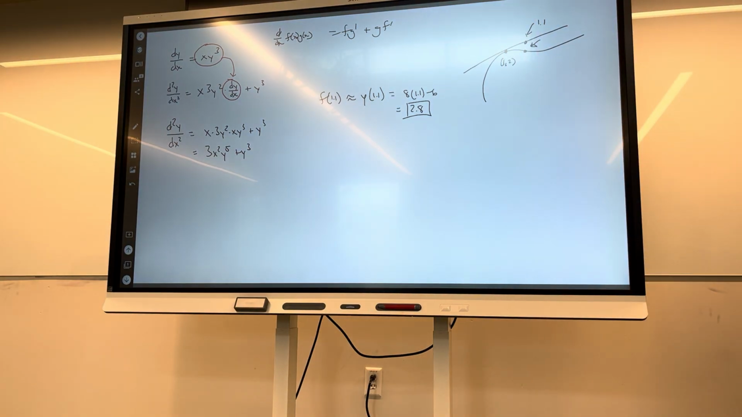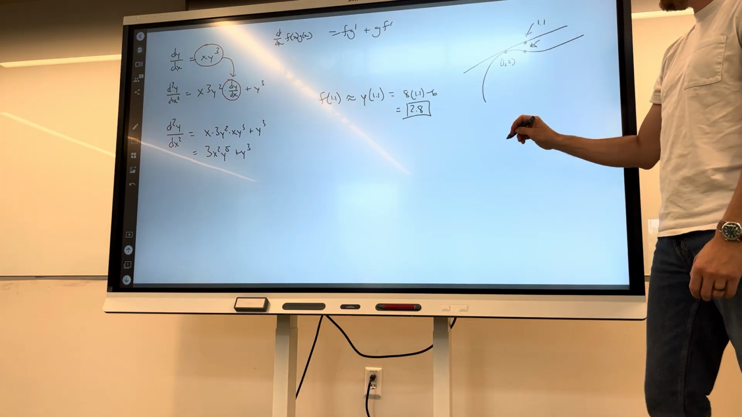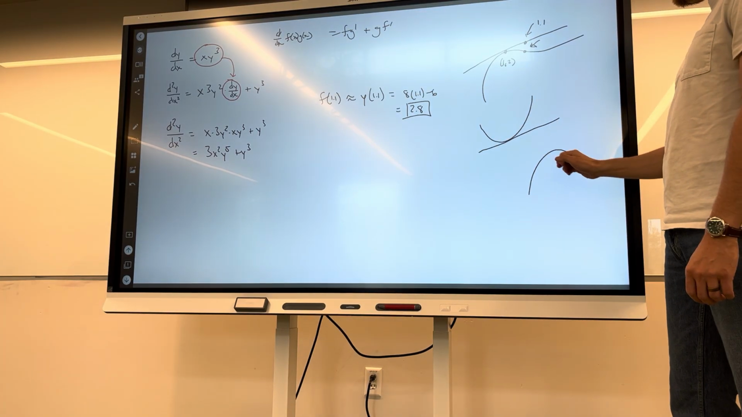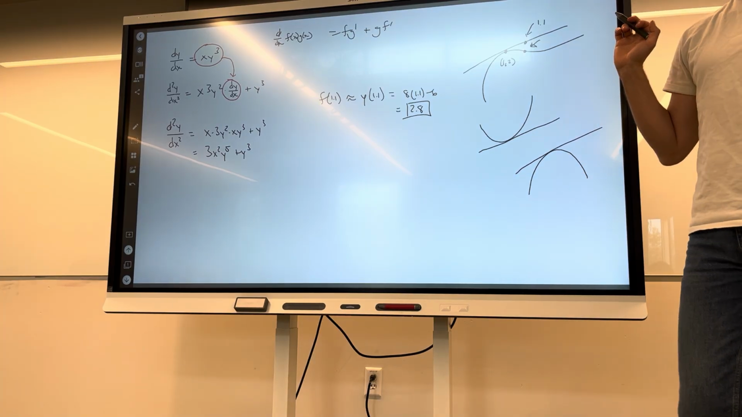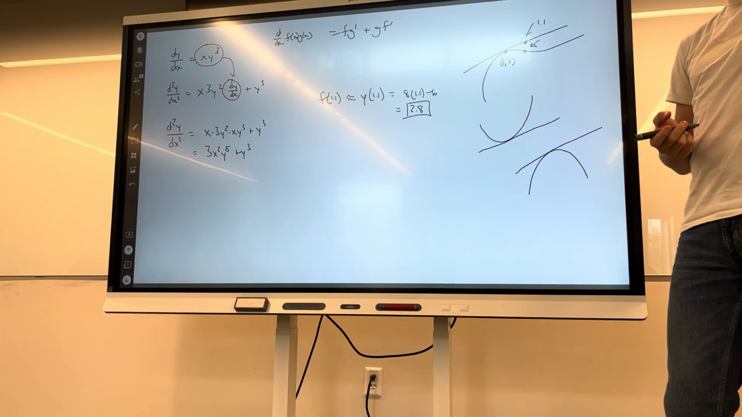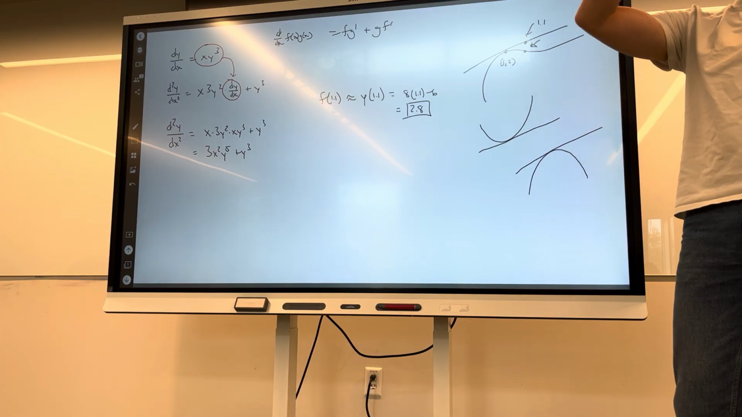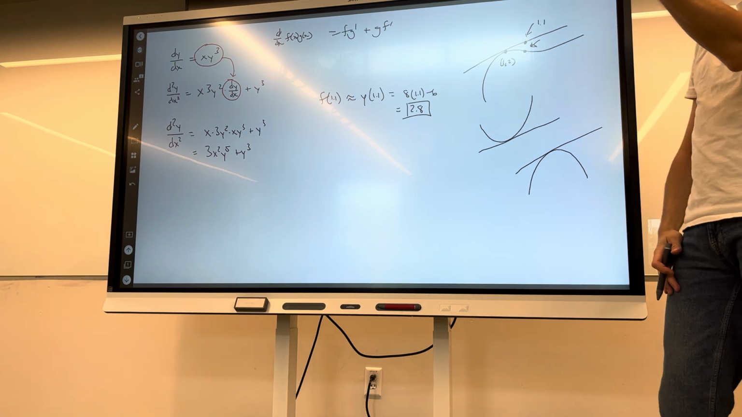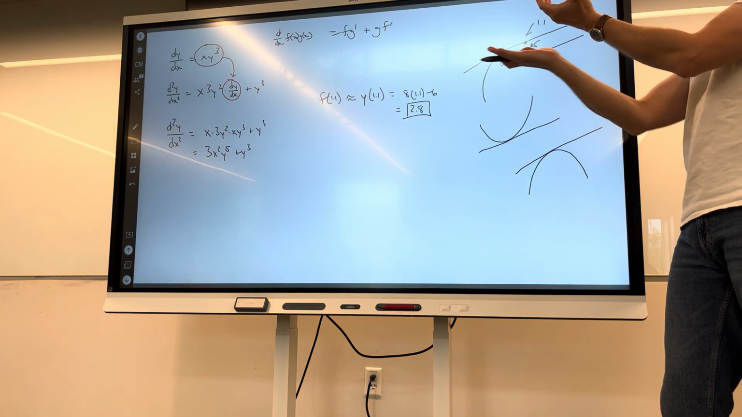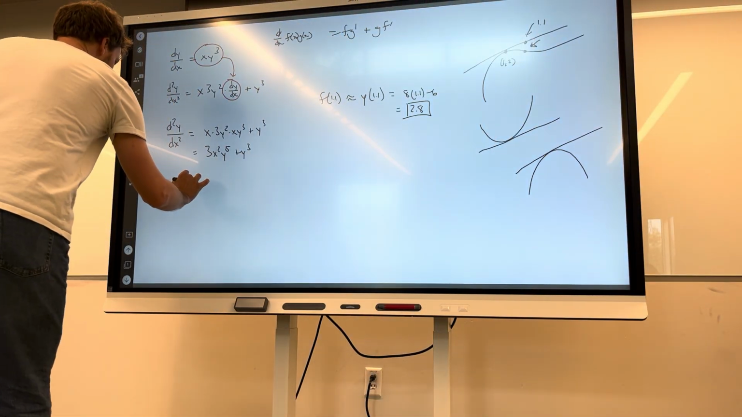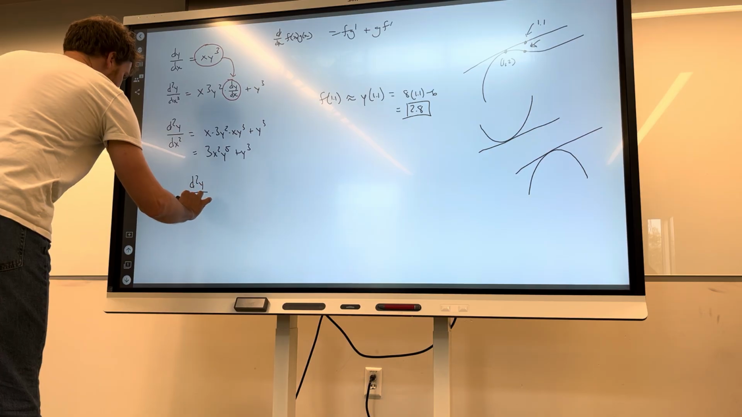Is it an overestimate or underestimate? Okay, how do we tell whether a tangent line is an over or underestimate? If it's like this, it's an underestimate. If it's like this, it's an overestimate, right? So we need to look at the concavity. We need to look at the second derivative to see whether the function is concave down, in which case our tangent line approximation is on top, it's an overestimate, or concave up, in which case it's going to be an underestimate. So we need to find the second derivative at that point.